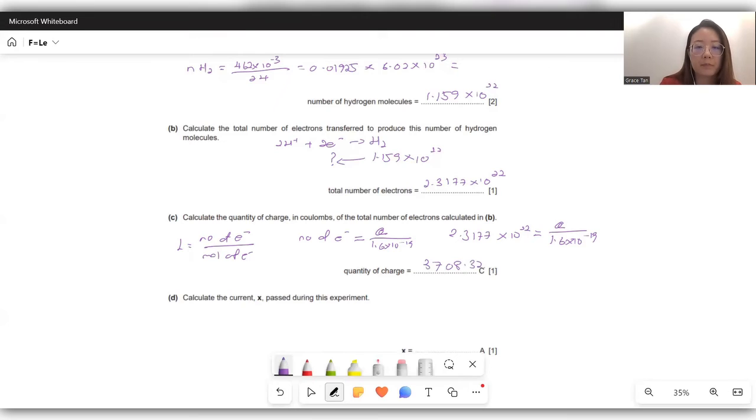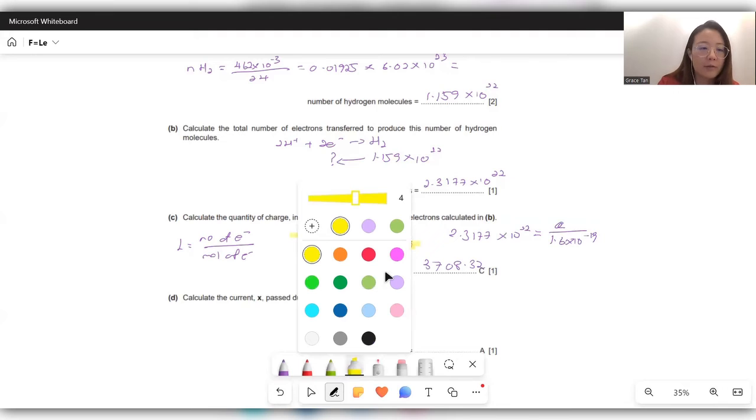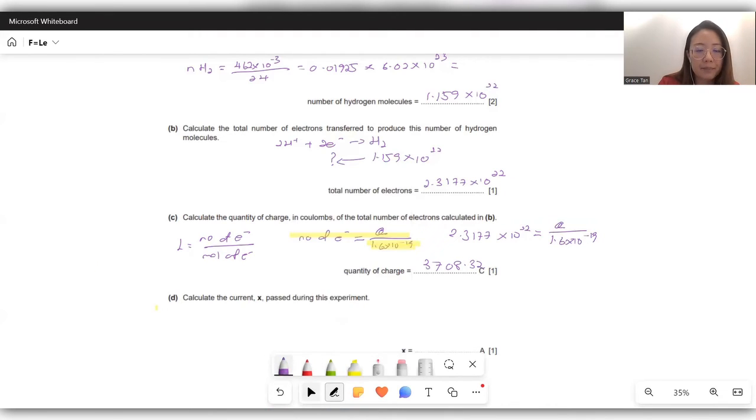3708.32. Okay, so this formula is very important. When they break it down, you are forced to answer, because you don't have the freedom to prove up to the Avogadro constant. Okay. Now the last part.